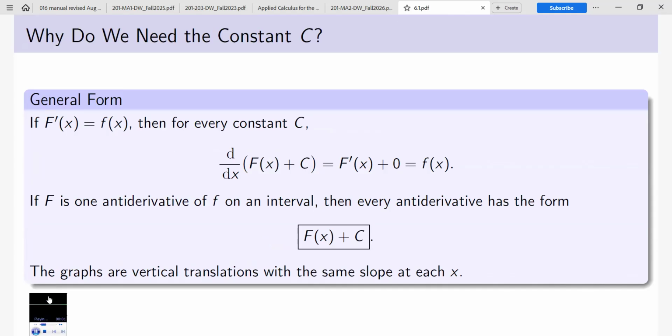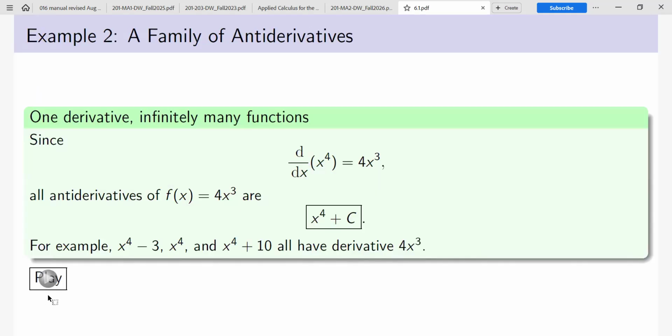The derivative of every constant is 0. Therefore, the derivative cannot tell us which vertical shift we started with. That missing information is represented by C. These functions have different heights but identical slopes at corresponding x values. The constant C represents every possible vertical shift.